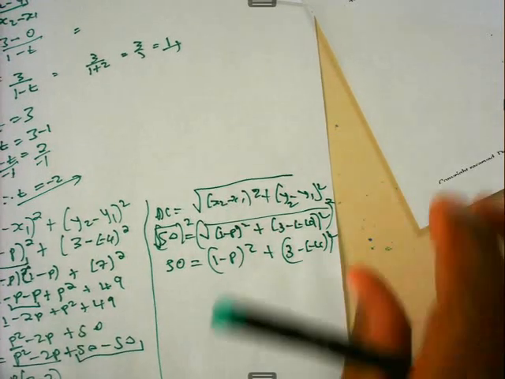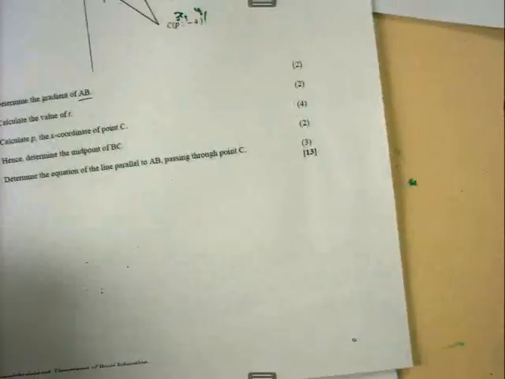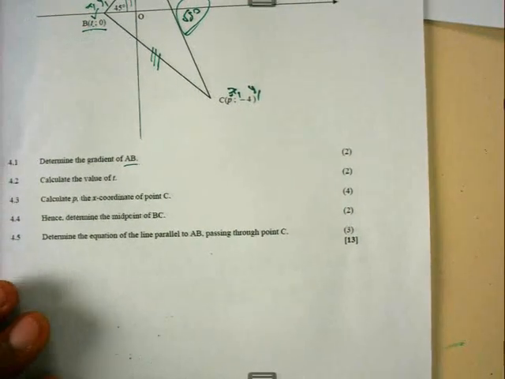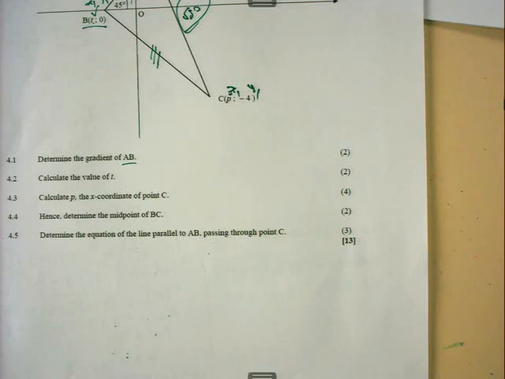Right, thank you, boys, because that was question 4.4. I believe that you got that question right. Now, the last question, 4.5. Determine an equation of a line parallel to AB passing through point C. Determine the equation of the line parallel to AB passing through point C.